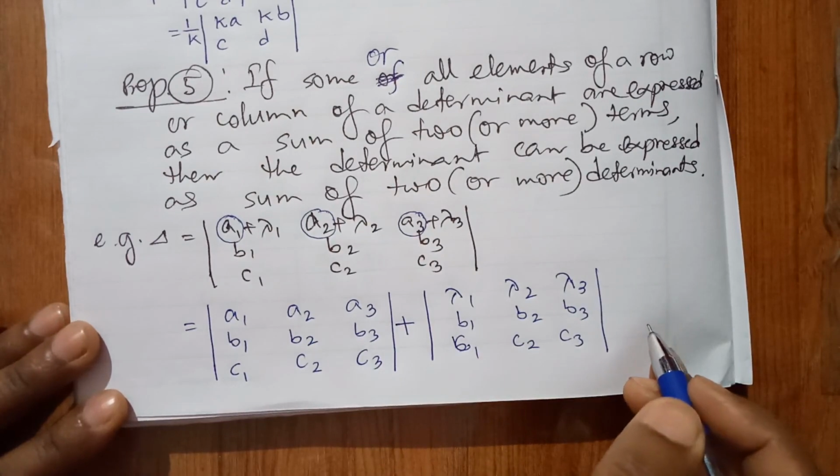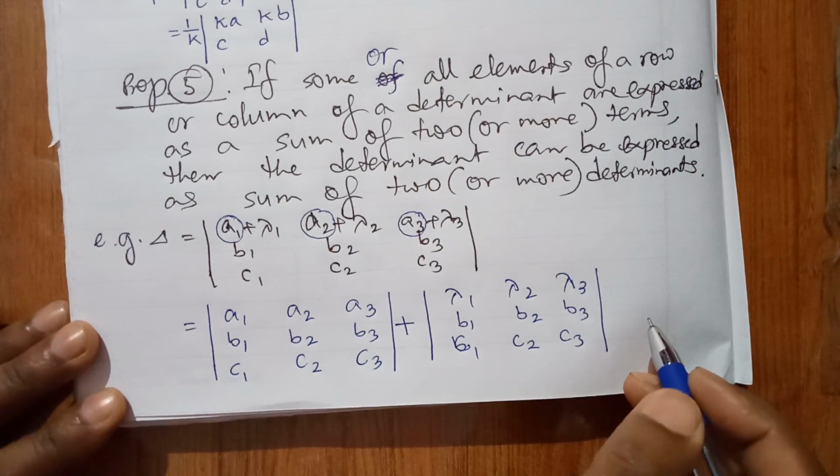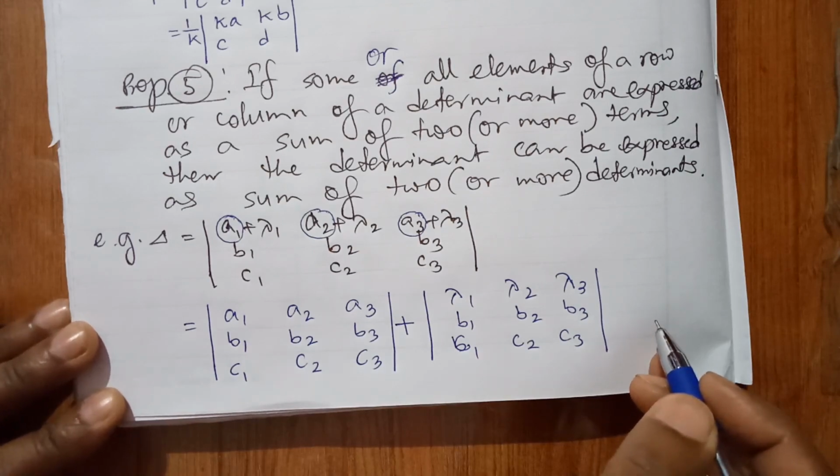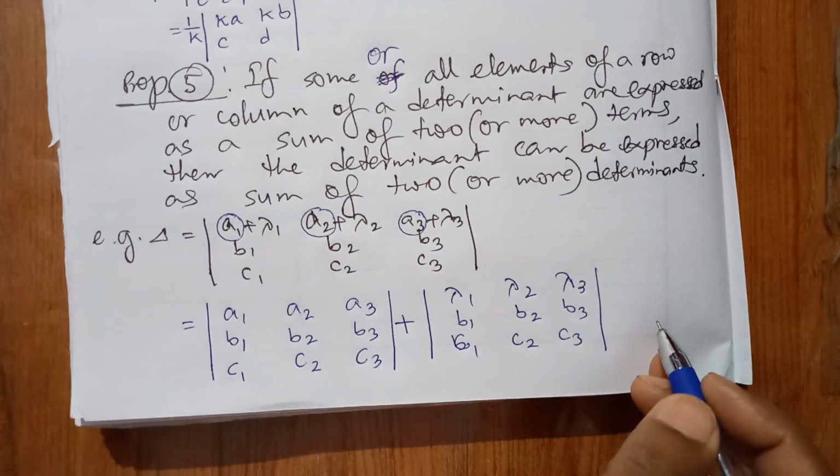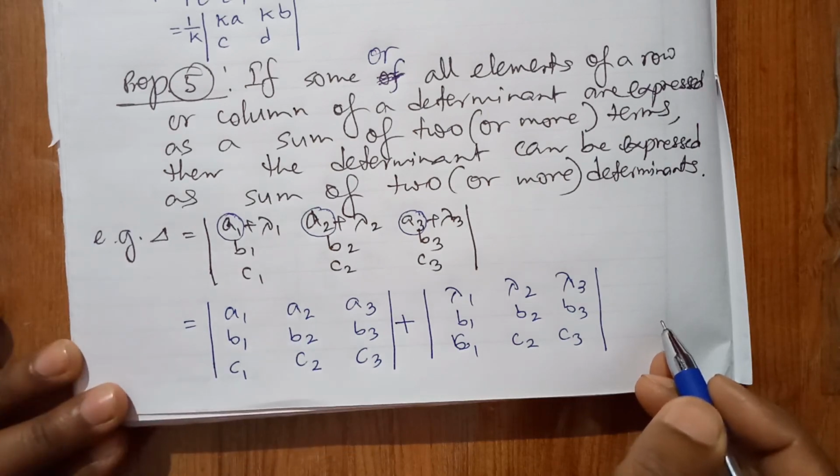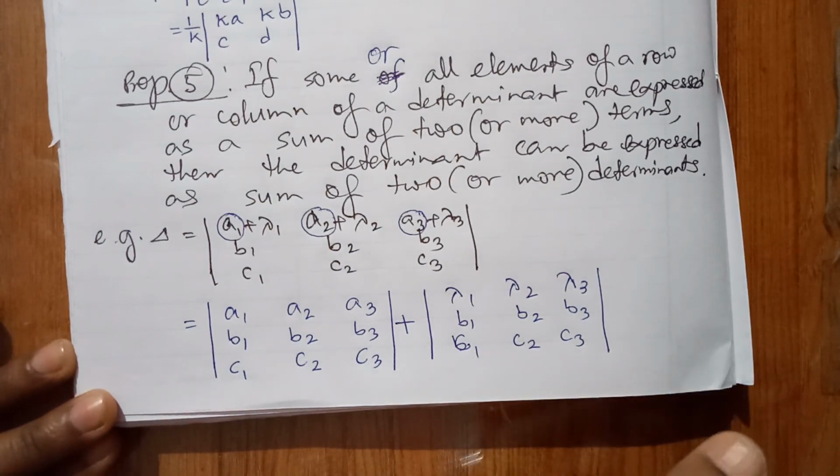So this concept of breaking determinants is applicable based on any rows or based on any columns, if you find the elements as a sum of 2 or more terms. Okay, so this is property number 5. So the last property, now study the last property, that is property number 6.